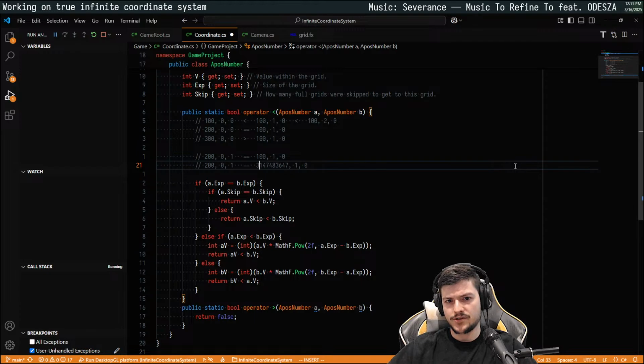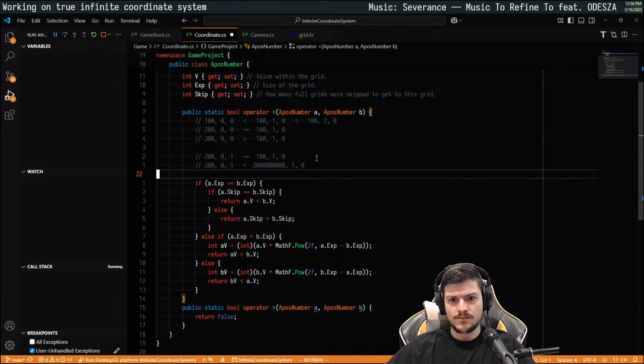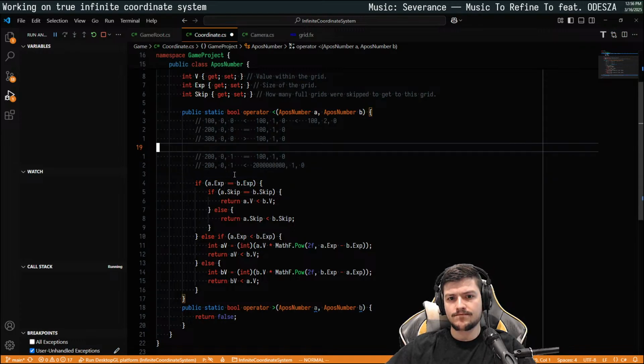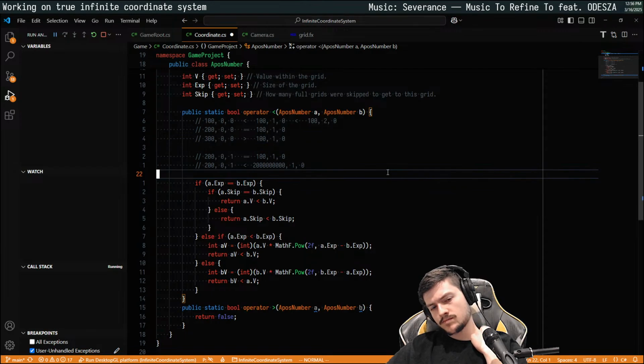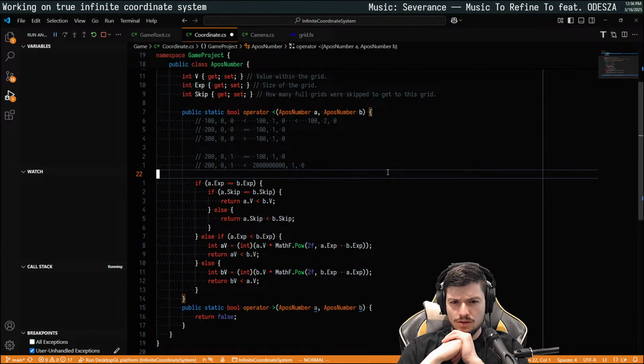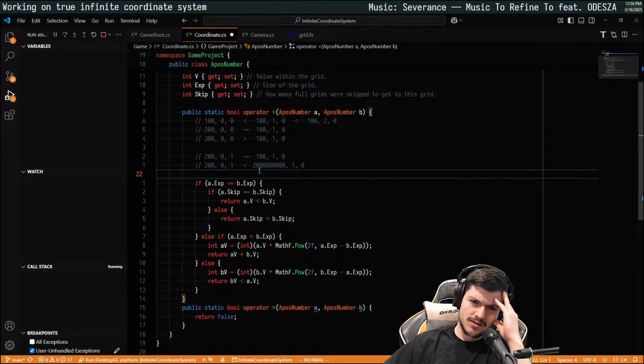Oh, I'm not allowed to have 3 billion. It's outside the range of ints. It's 1 billion. Let's just do 2 billion. 2 billion works. This is smaller than this number. Oh, am I able to convert this down into a skip?